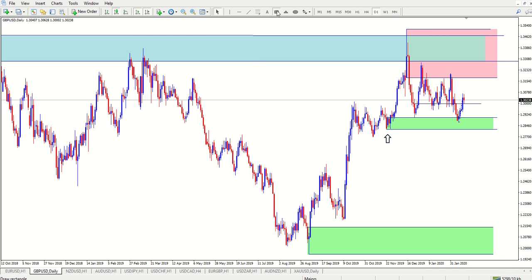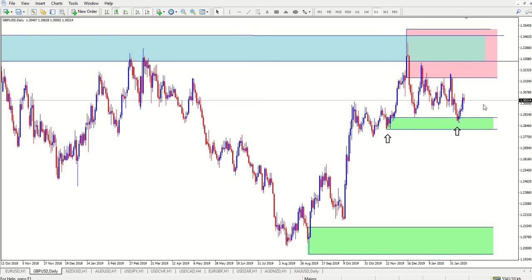So this one here was a demand zone on top of another demand zone. I'm sure you all can see that, but it was penetrated when price was making its way down after making contact with that supply. So when it gets penetrated, that means it's no longer valid.